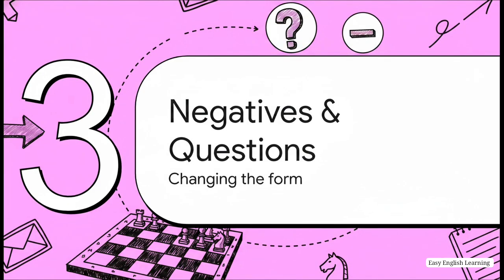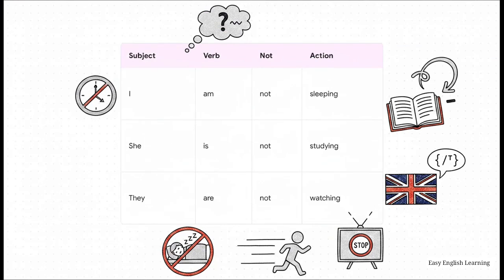Section 3, negatives and questions. Let's look at changing the form. To state that something is not happening, it's quite simple, really. You just slip the word not straight between your to-be verb and your ing verb. I am not sleeping, she is not studying. However, as you probably know, in natural spoken English, we absolutely love our contractions. So is not becomes isn't, are not becomes aren't, and I am not beautifully contracts to I'm not. Using these gives your speaking a wonderful, much more natural rhythm.